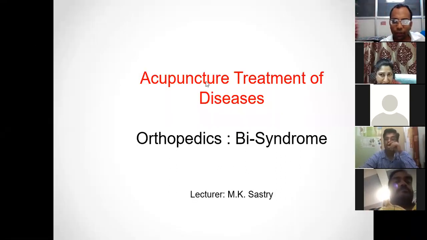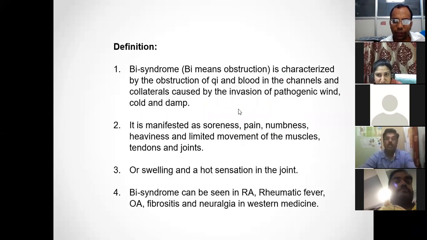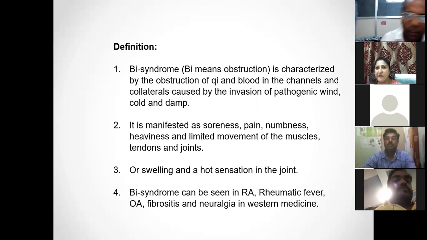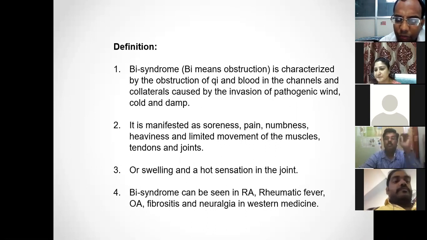So now we are speaking about the acupuncture Bi syndrome. It's a wind syndrome. Bi syndrome means obstruction. It's characterized by obstruction of blood and energy in the channels and collaterals caused by the invasion of pathogenic wind. I already told you, whenever there is cold and damp, the inflow of energy in the channels is stopped and obstruction is created. Because of this, you will have pain, numbness, heaviness, and limited movement of the muscles, tendons, and joints. And sometimes you will see swelling and a hot sensation in the joints.